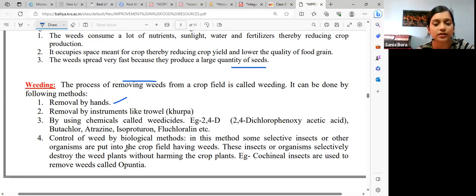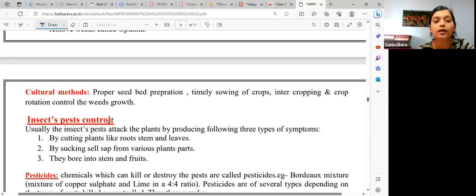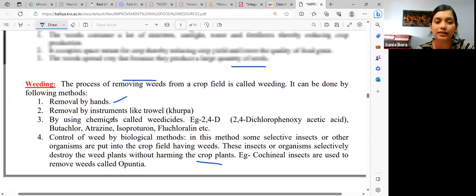These insects or organisms selectively destroy the weed plant without harming the crop plants. For example, cochineal insects are used to remove weeds called Opuntia. So these are basically the methods for removing weeds. Now, there are some cultural methods as well.